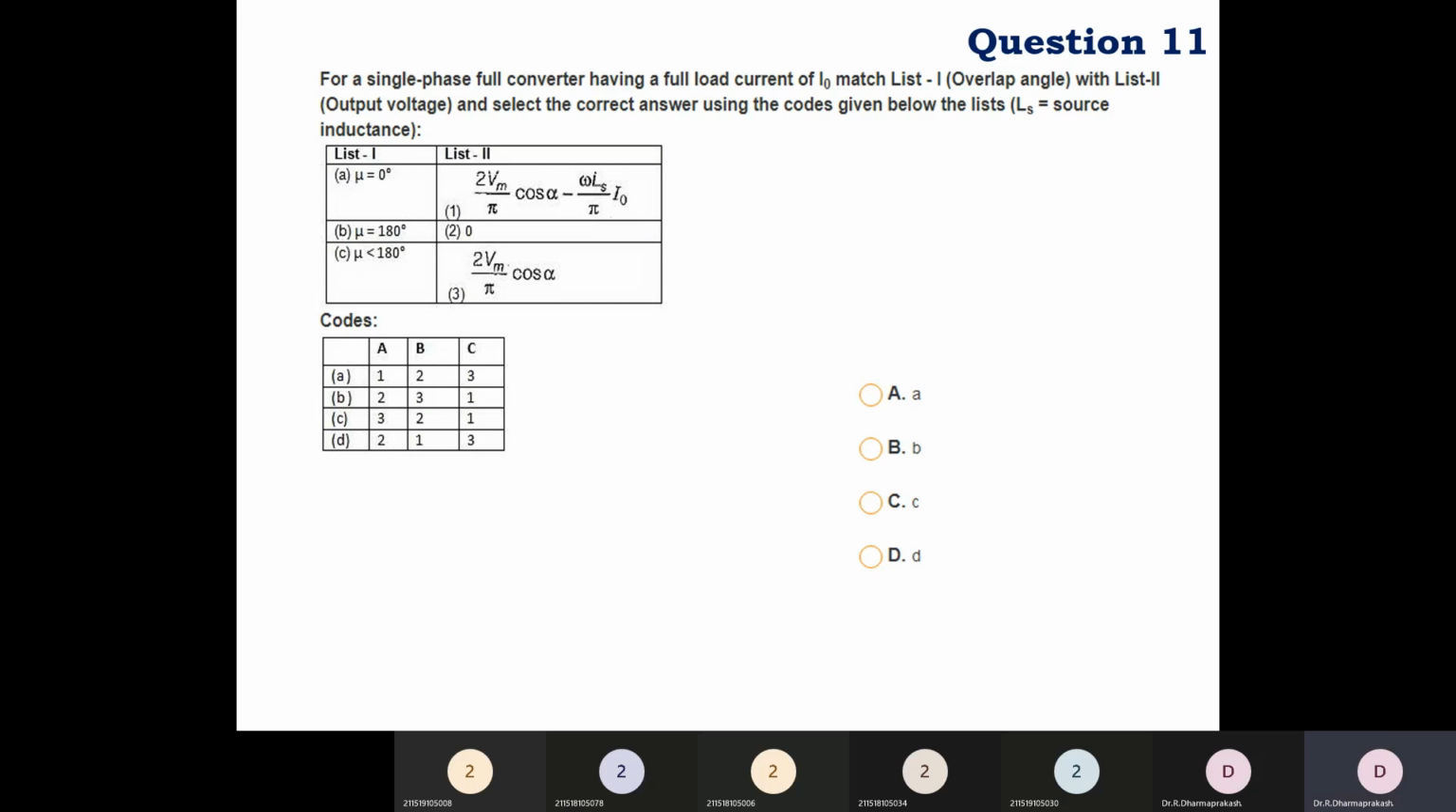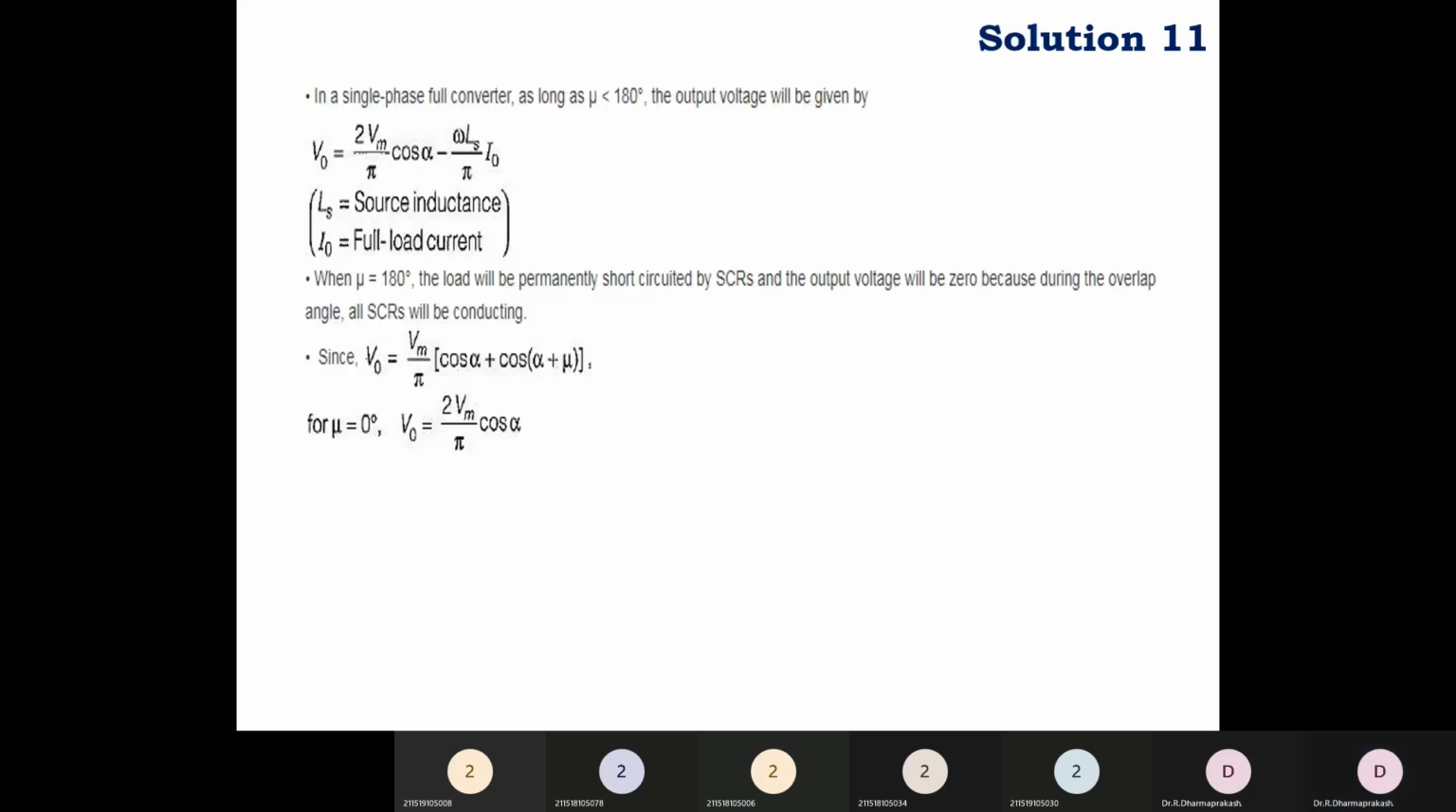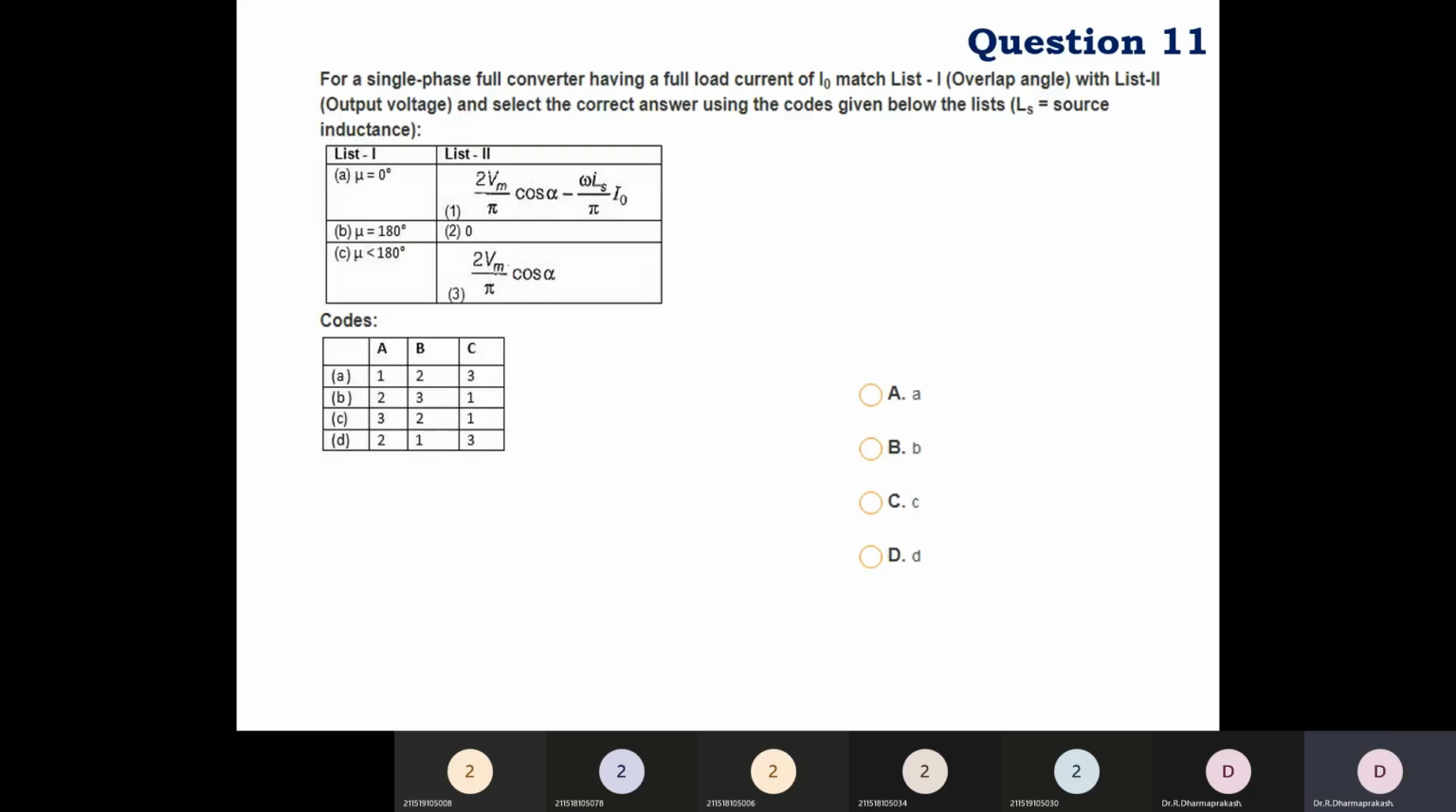Okay, so now we'll see this expression. When the overlap angle is from 0 to 180 degree, you have the expression 2 Vm by pi cos alpha minus omega Ls by pi I naught. So for mu less than 180 degree, you have this expression. And when it is equal to 180 degree, this value will be equal to 0. And for overlap angle 0, it becomes 2 Vm by pi cos alpha. So for 0, you have 2 Vm by pi cos alpha.